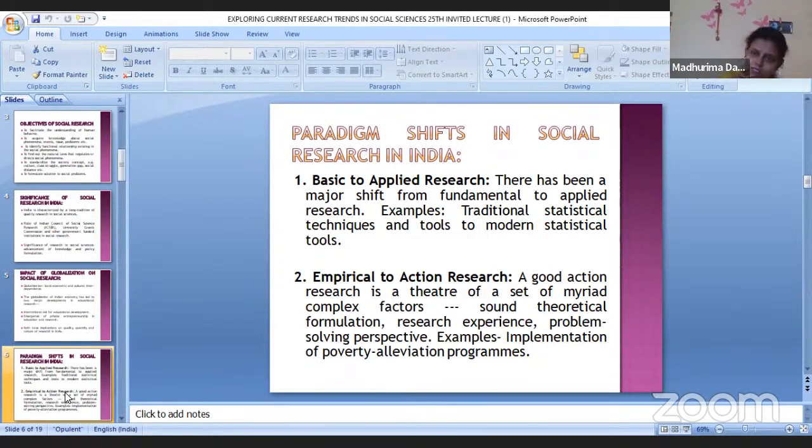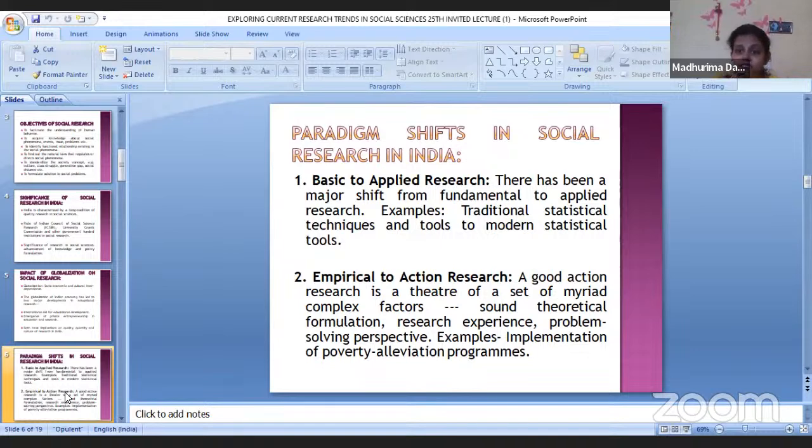The second paradigm shift is a change from empirical to action research. Now, I was saying that there is more emphasis on empirical research, where the researcher has to visit the field and collect the data directly from the field. But most important is to actually bring about changes in society through action. So what is action research? Action research is basically problem-solving research, which I mentioned from the beginning as one of the objectives. The task of action research is to solve any problem in our society, to mitigate or reduce that problem.